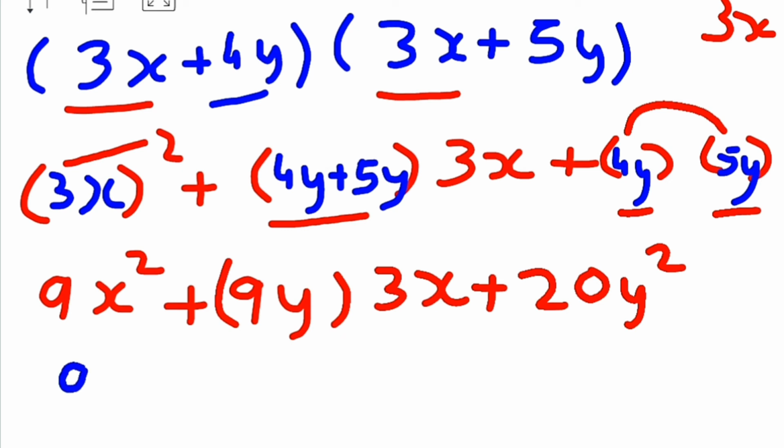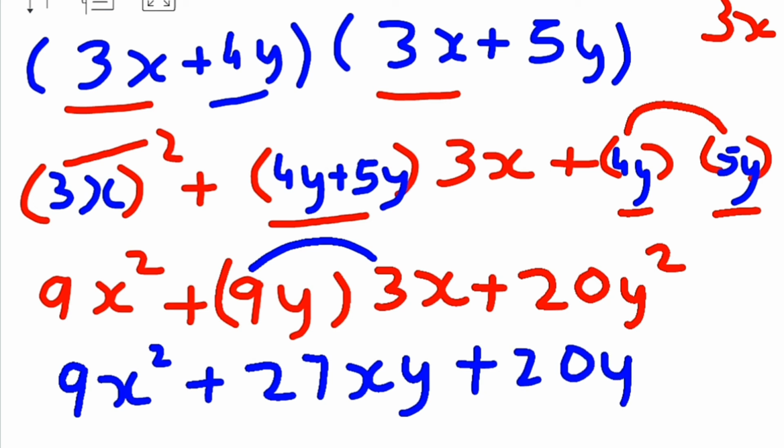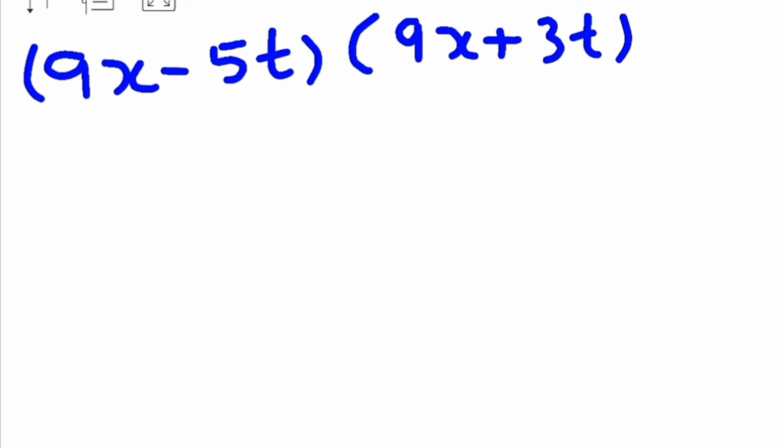Now the last step. 9x square plus 9 3s will give you the answer as 27, and we'll arrange the variables, xy, plus 20y square. So this was a little difficult sum. So this way we have done question number 5. We'll see question number 6. This is the same as question number 5. So we will revise this once again.